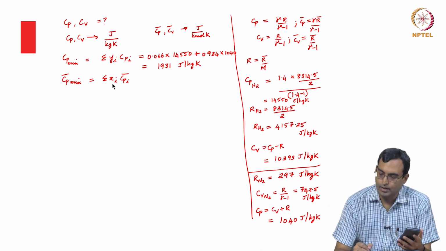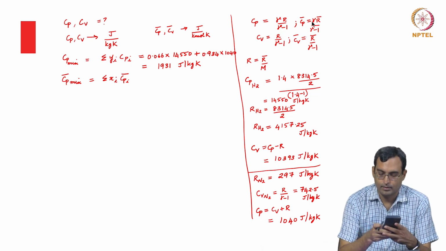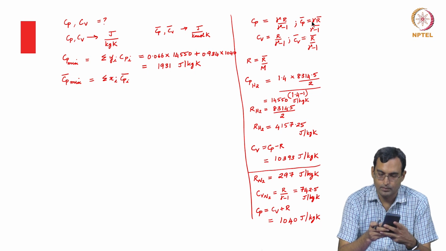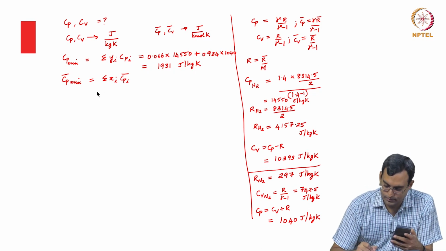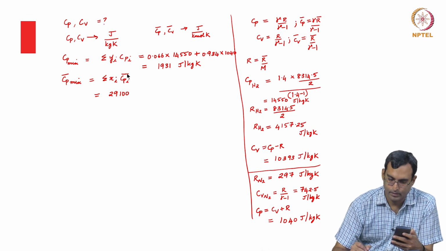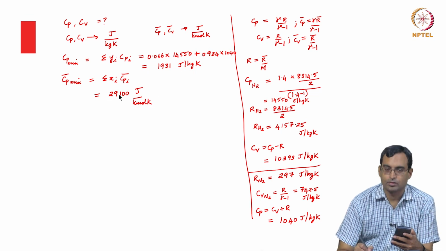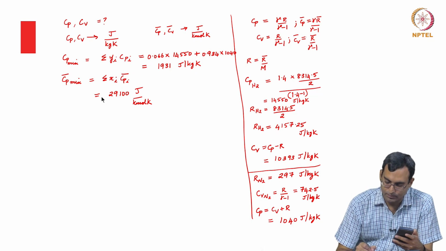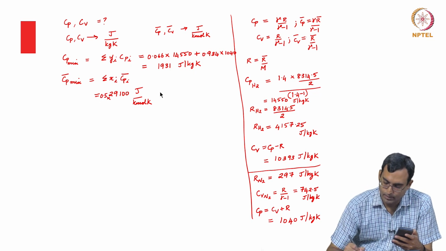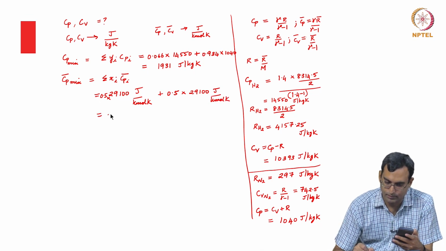If I was to instead do this, I would get Cp bar as 1.4 divided by 0.4 into 8314.5, which would have been 29,000 each for both the gases. So, this in terms of mole fractions, now it would be 0.5 into this, because the mole fractions are equal, plus 0.5 into this, which would essentially give me the value as this.